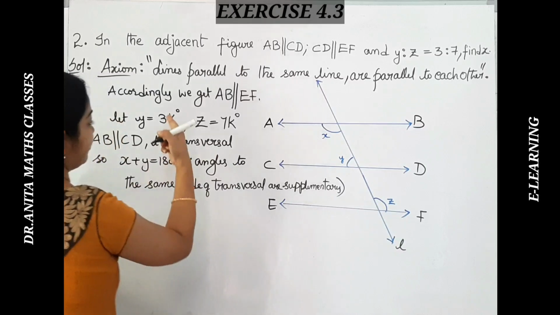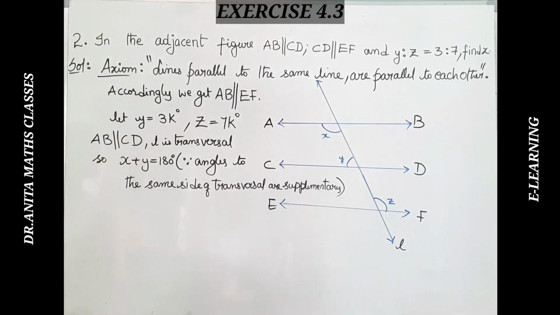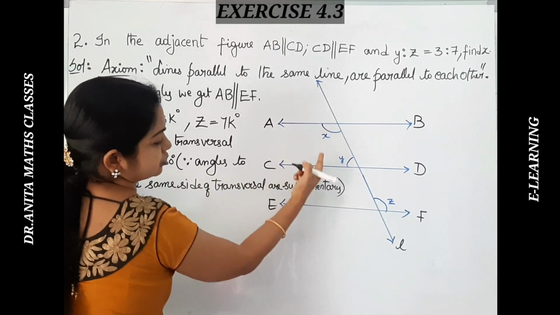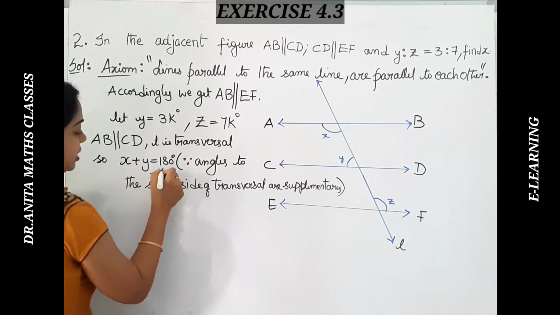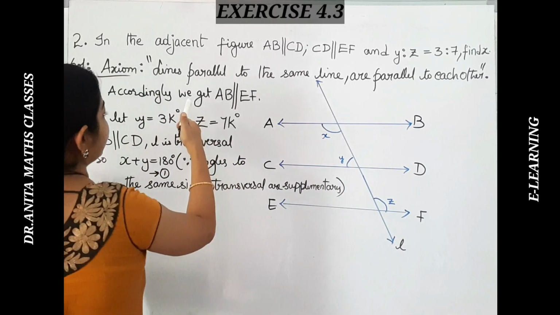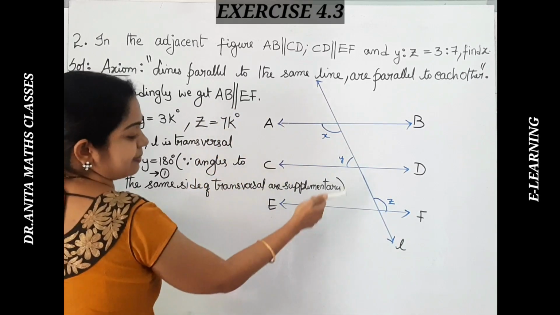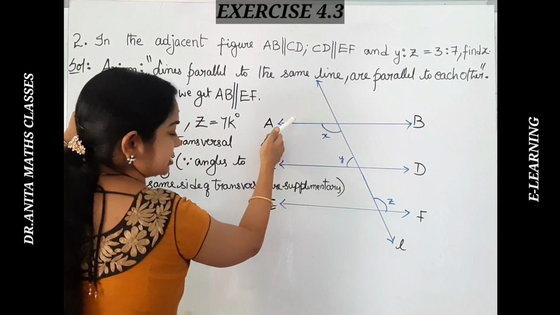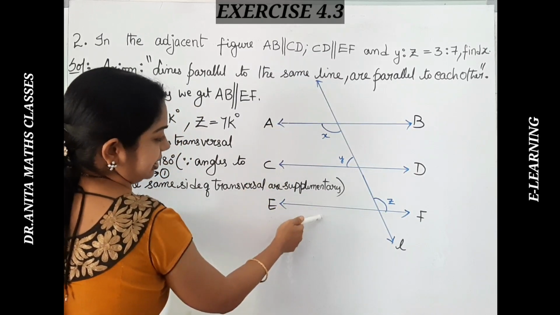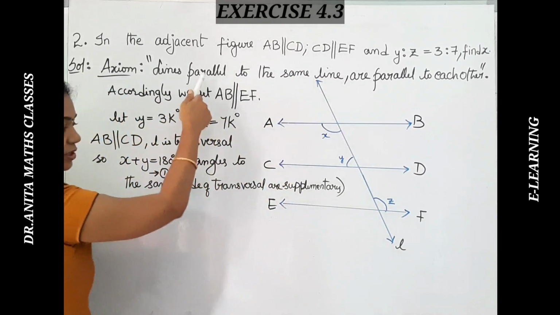According to this, we supposed x plus y. So y we supposed 3k and z we supposed as 7k. We have to find x here. Let me take this as equation 1. Now, accordingly we got AB is parallel to EF. So don't see the CD line. First only consider AB and EF.